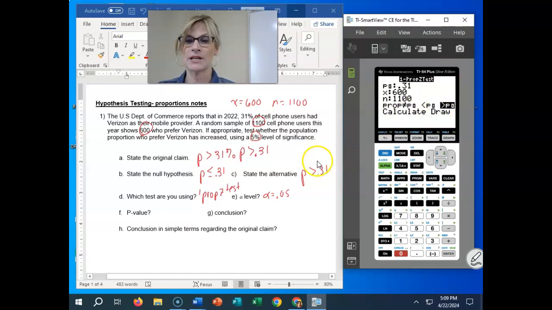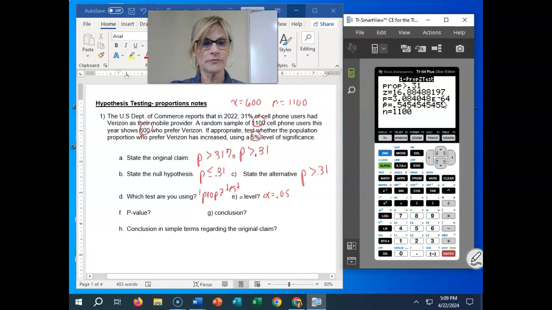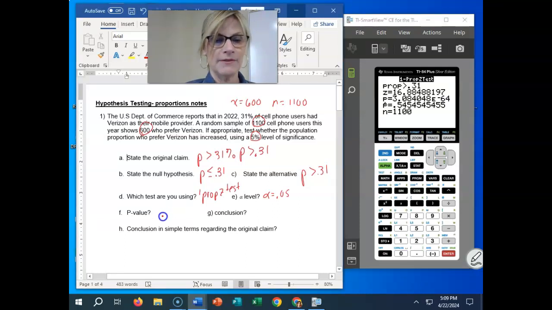It doesn't have an equal sign. This doesn't have an equal sign. Make them match. Calculate. P is 3.08 times 10 to the negative 64. Wow, that's almost 0. So we're going to make our p-value 0 plus. So p is very, very small.